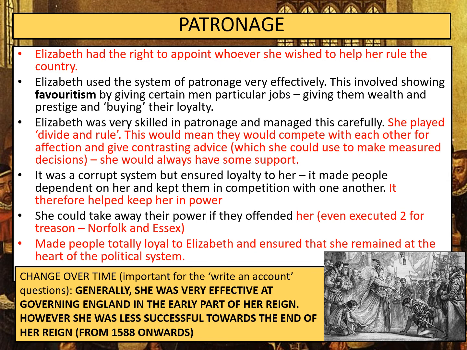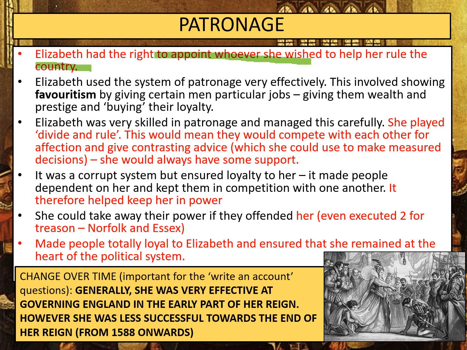Another area of government that you need to know about is how she used the system of patronage, which she used incredibly effectively at the start of her reign. For instance, Elizabeth had the right to appoint whoever she wished to help her rule the country, and she used a system of patronage when it came to things like who had monopolies on certain goods, but also who was able to be a member of the Privy Council and have power in England too.